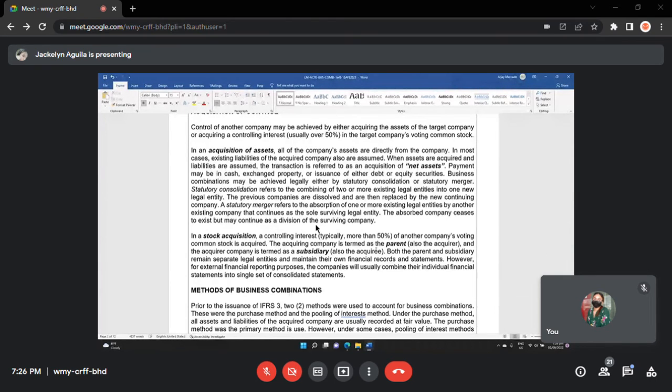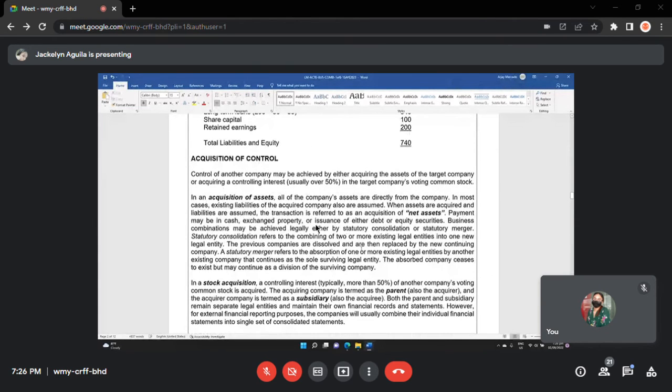Yung acquisition of assets po, sabi po sa acquisition of assets, lahat daw po ng company's assets ay nanggagaling mismo sa company. Ang transaction ay naka-referred as an acquisition of net assets. Ang bayad dito ay pwedeng in cash, exchange property, or issuance of either debt or equity securities.